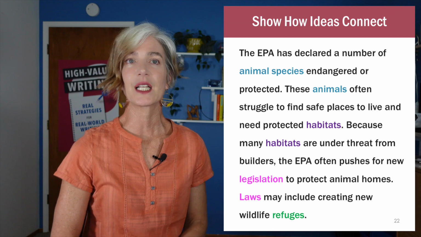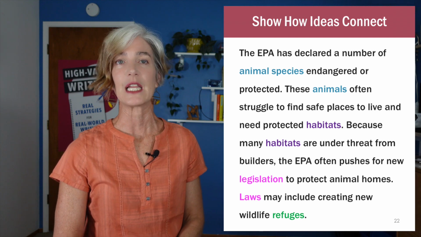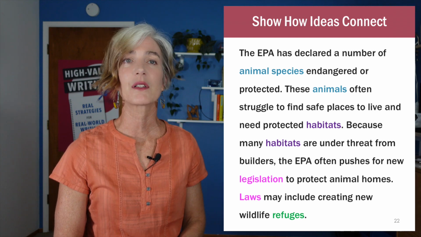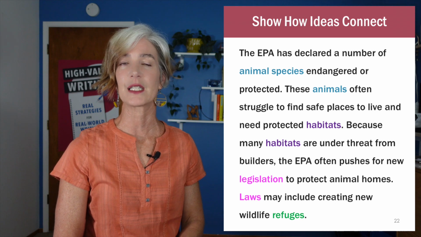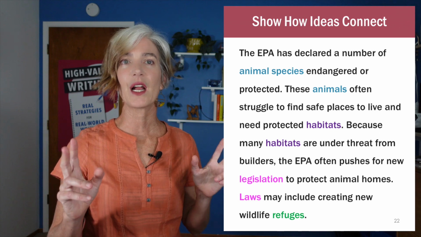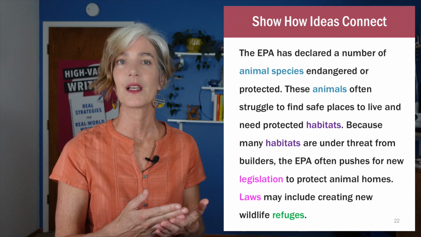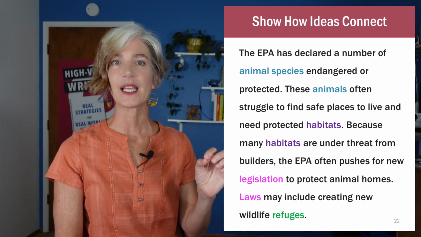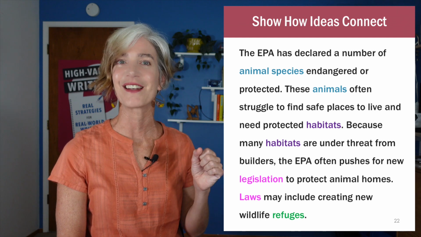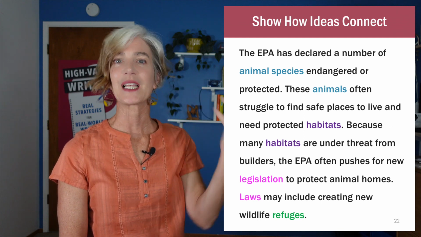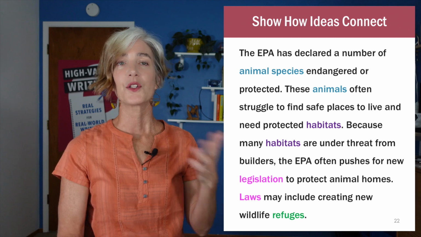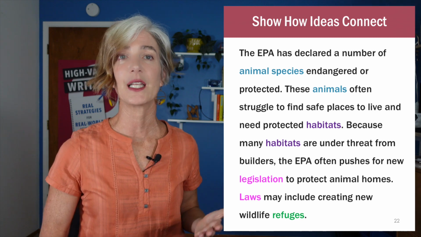The EPA has declared a number of animal species endangered or protected. These animals often struggle to find safe places to live. What did I do there? I started with, hey, we've got animals in trouble, animal species. I called that back in my second sentence. It's like a word thread, starting with animals because that's where the reader already was. So I'll read through the rest and you'll see how that continues to happen.